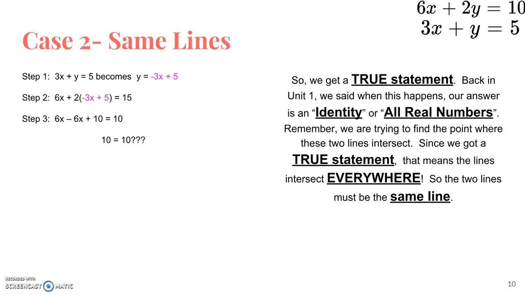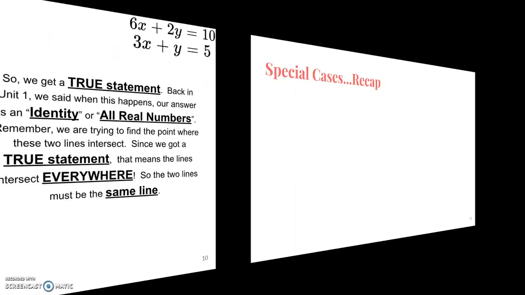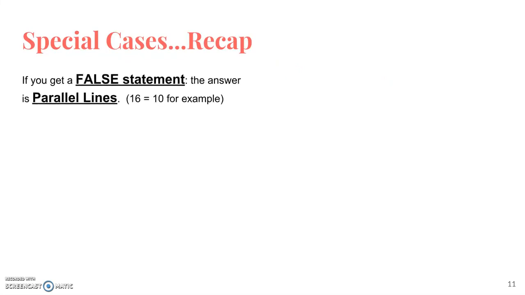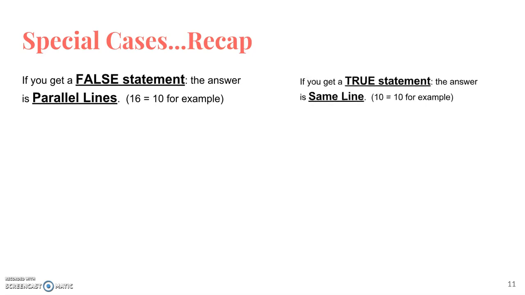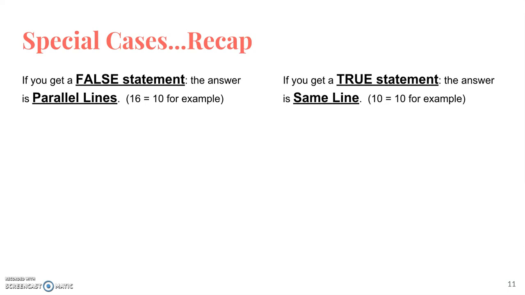So remember, we're trying to find a point where these two lines intersect. If you get a true statement, that means that these lines intersect everywhere. So the two lines must be the same line. Just to recap those special cases, if you get a false statement, the answer is parallel lines. And if you get a true statement, the answer is same line.